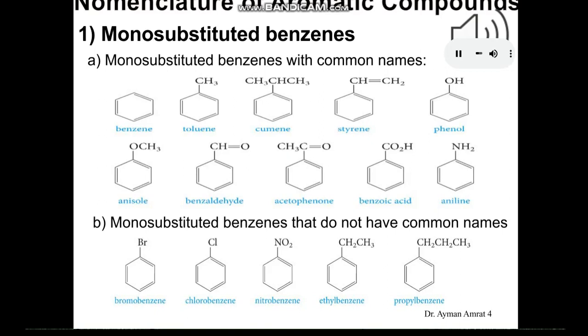acid, which contains both aromatic and carboxyl groups, and with NH2 substituent, this derivative of benzene is called aniline. The second type of mono-substituted benzenes do not have common names: benzene with bromo substituent is bromobenzene, with chloro is chlorobenzene, also nitrobenzene, ethylbenzene, or propylbenzene.